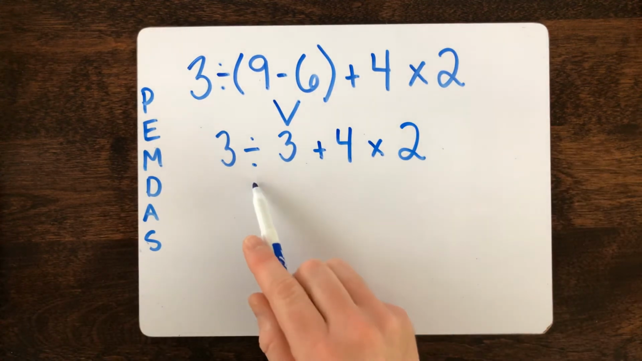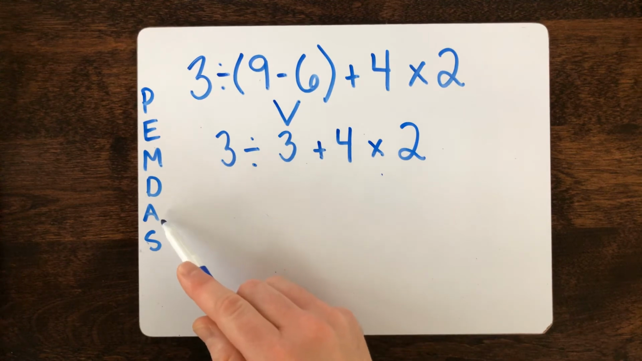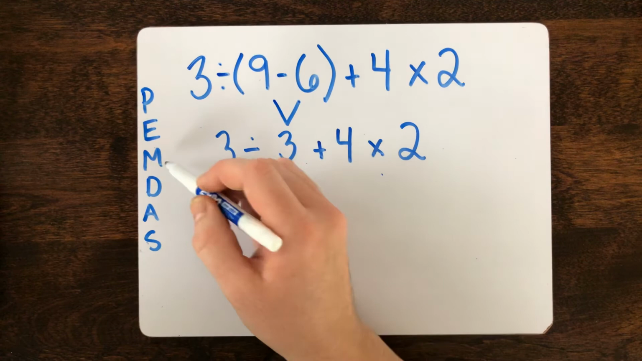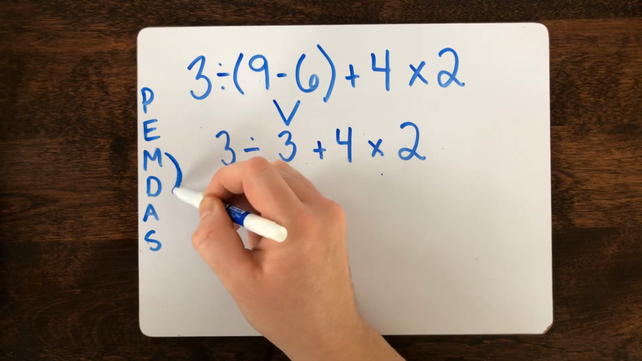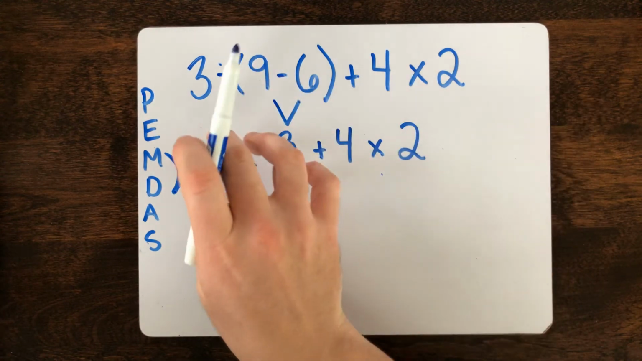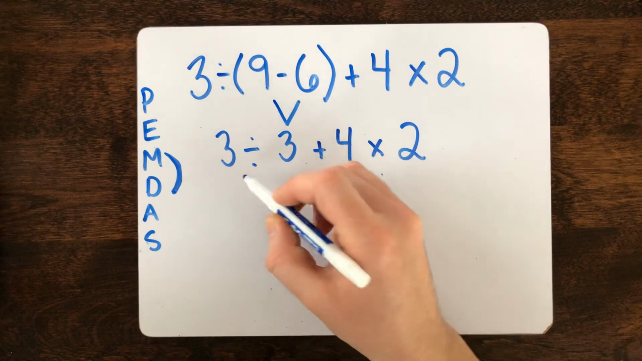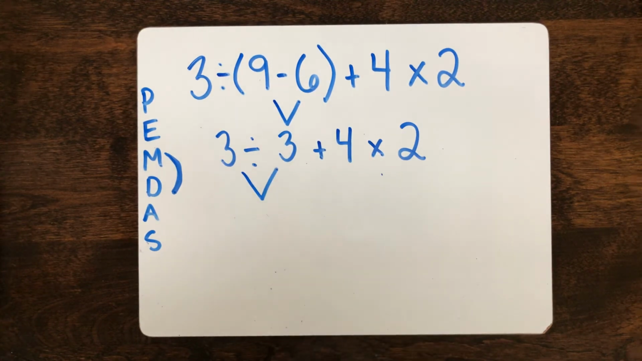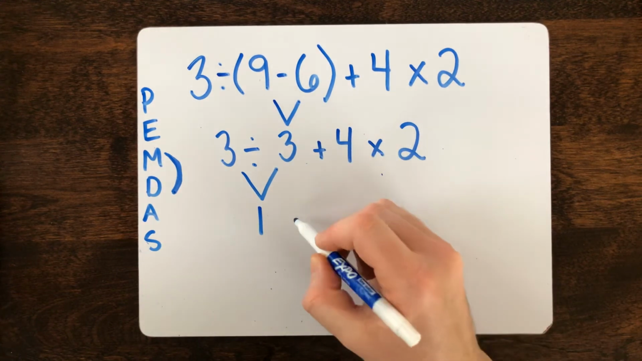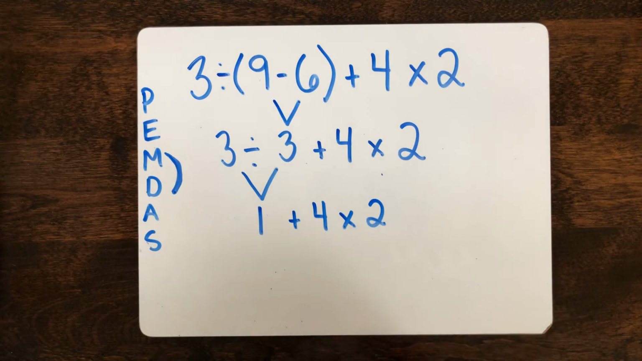So I see division, addition, and multiplication. Well, addition's down here, so I know I'm going to hold off on that. I see division and multiplication. Whenever you have division and multiplication, you always do them left to right. So I'm going to focus on the division, and then I'll do the multiplication. So 3 divided by 3 is 1. Bring down everything we haven't used yet. 1 plus 4 times 2.